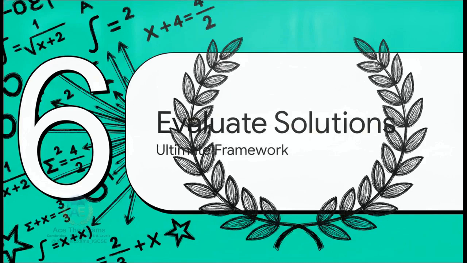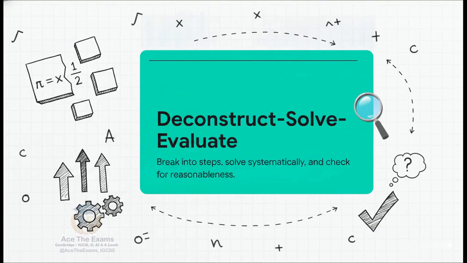Section 6. Deconstruct, solve, evaluate. Finally, let's look at the ultimate victory framework that examiners are desperately searching for in top-tier answers. This is your comprehensive answering system. It boils down to 3 rules that guarantee top marks. Rule 1. Command word decoding. Are you deconstructing the actual question being asked?